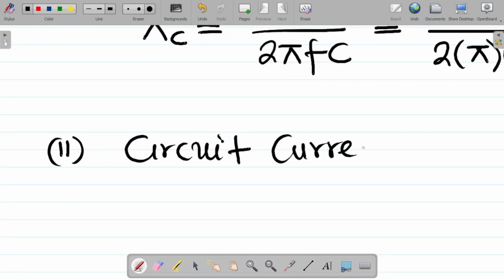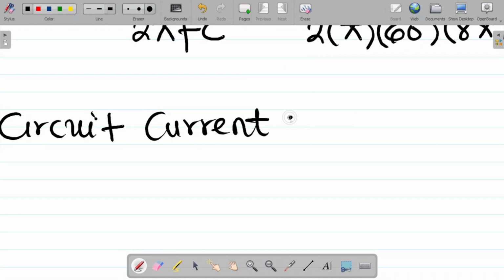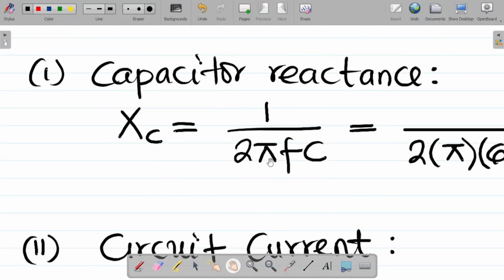Circuit current. Now, when it comes to finding circuit current, what's your formula for circuit current? Now, here's what to note. There's a difference between having capacitor reactance and then circuit. Before you find circuit current, the first thing you have to look out for is this.